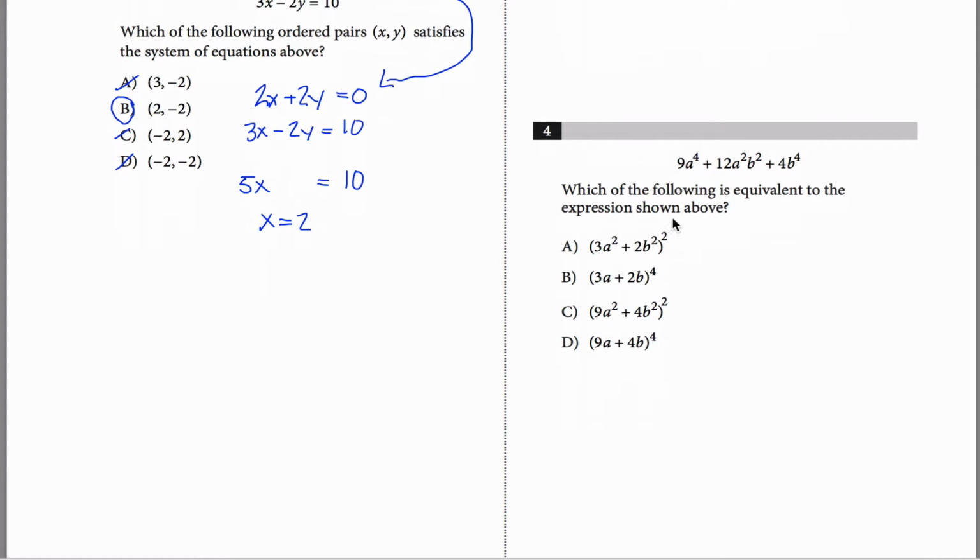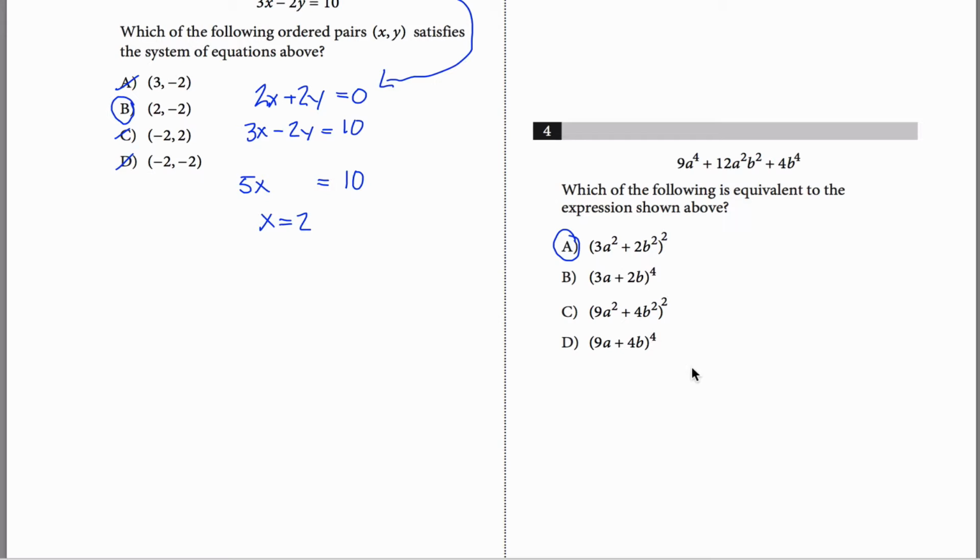Which of the following is equivalent to the expression shown above? A few ways you can get there. If you recognize that this is a perfect square, you can factor it. This is some number squared, that number being 3a squared. And this is some number squared, that number being 2b squared. And then this is exactly twice 3a squared times 2b squared. So this is a perfect square, and if you recognize that, you can immediately figure out that your answer is A here.